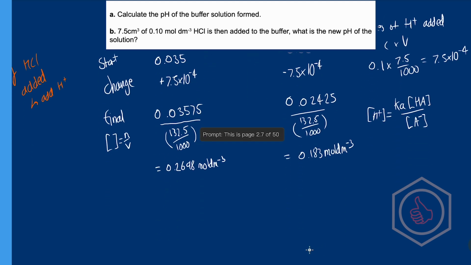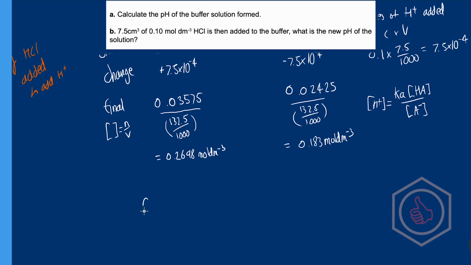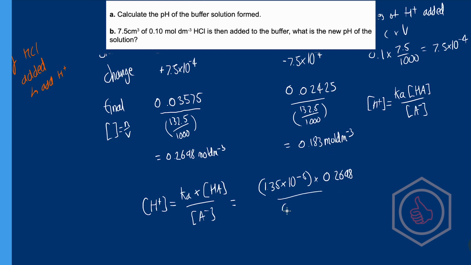Well, to find the concentration of H+, remember, all we need to do is concentration of H+ equals Ka times concentration of HA divided by concentration of A-. Well, the Ka value of our acid hasn't changed. It's still 1.35 times 10 to the minus 5, times our concentration of HA, which we've now just calculated to be 0.2698, divided by our concentration of A-, which we've also just calculated to be 0.183, giving us a concentration of H+ ions of 1.97 and a few more decimal places, which we'll carry through, times 10 to the minus 5 mole per decimeter cubed.